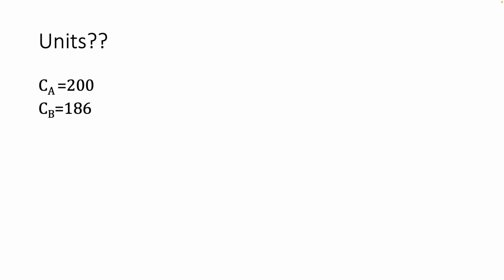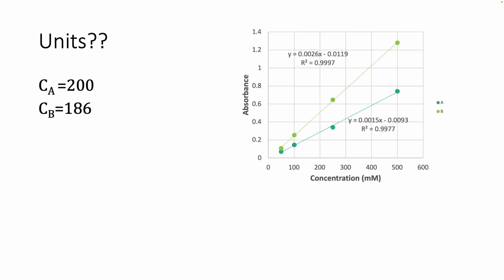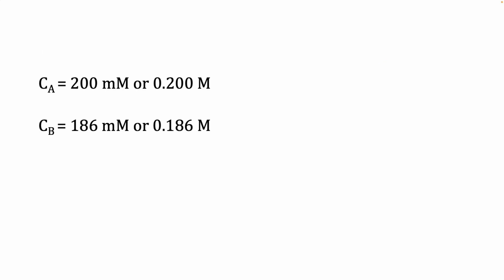What are the units on that? To figure that out, let's look back at our calibration graph, because that's where we got the slope of our line. You'll notice that the concentration here is millimolar. So that's going to be the units on these concentrations. Concentration of A is 200 millimolar, or in molarity, 0.200 molar. Concentration of B is 186 millimolar, or in molarity, 0.186 molar.